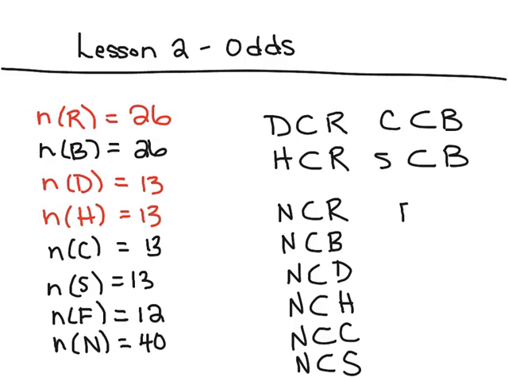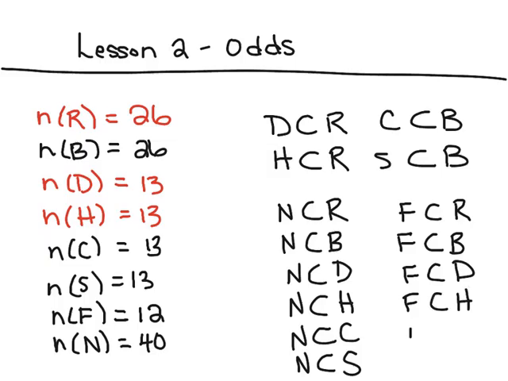And the same thing with face cards. Face cards are a subset of red. Face cards are a subset of black. Subset of diamonds. Subset of hearts. Subset of clubs, subset of spades. So those are all of our subsets. And we know that all of them are a subset of the entire deck of cards, the universal set.